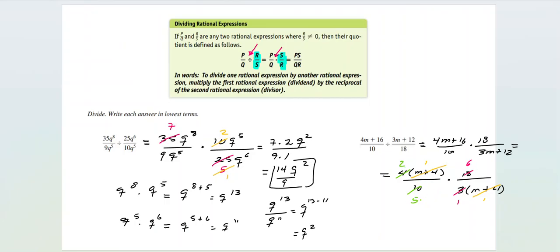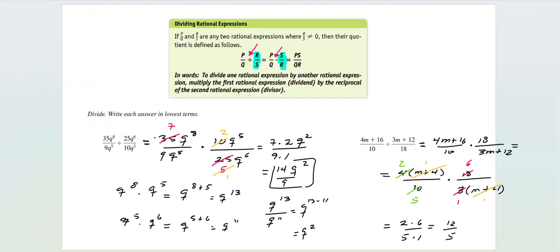So I double check. I cannot simplify 2 with 5. I cannot simplify 6 with 5. I cannot simplify 2 with 1 or 6 with 1, of course. So we are ready to say that the result in this case would be 2 times 6 over 5 times 1, which is 2 times 6, 12 over 5 times 1 is 5. So my answer in this case would be 12 over 5.